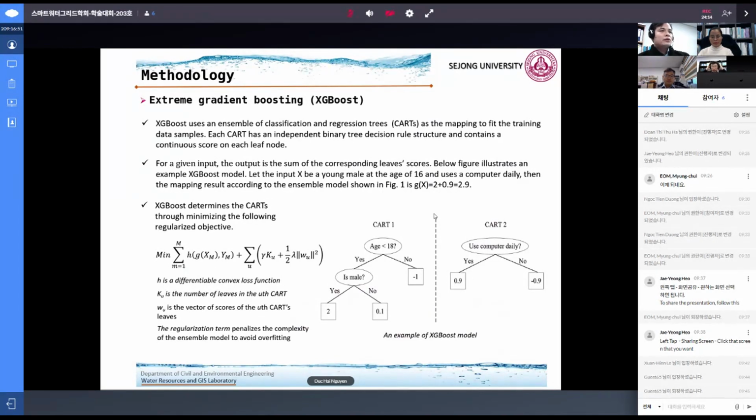As we can see, I show an example of XGBoost in the figure, and here we can take the input X to be a young male at the age of 16 who uses a computer daily. Then the mapping result according to the ensemble model equals 2.9. And in the figure, XGBoost determines the CARTs through minimizing the following regularized objective, and here I will show the equation.